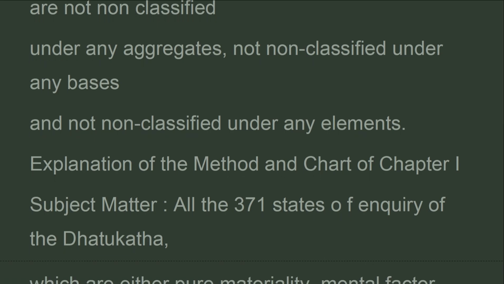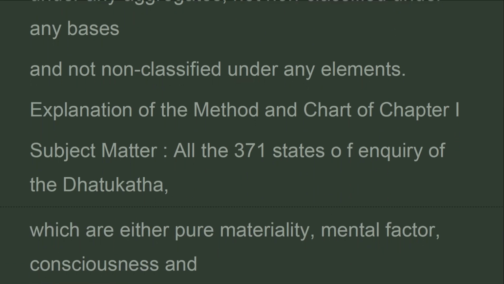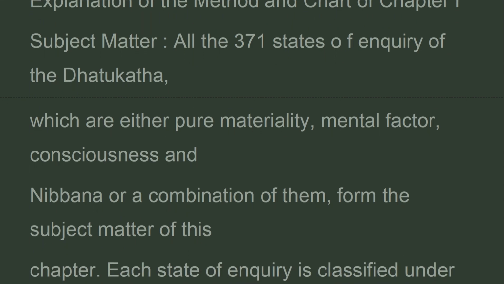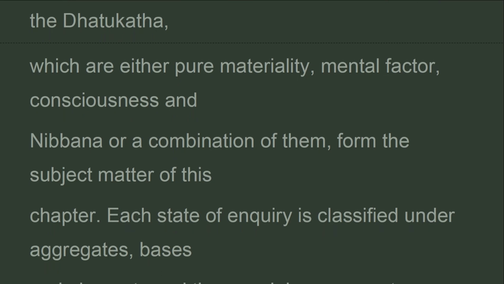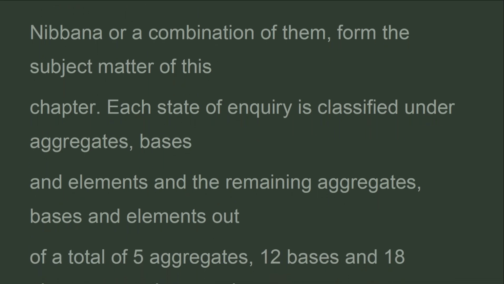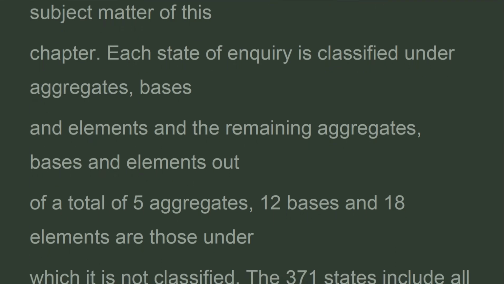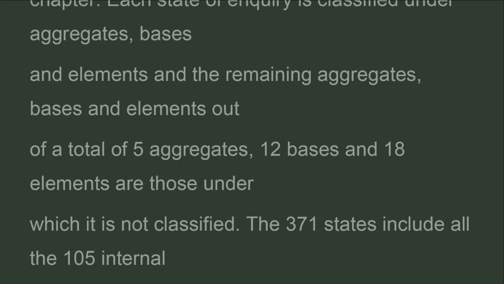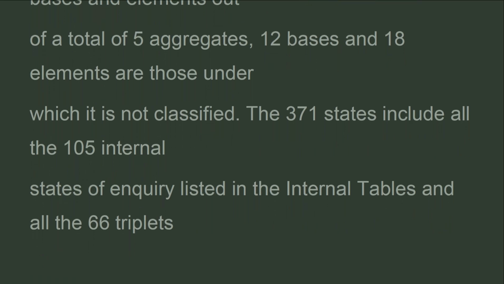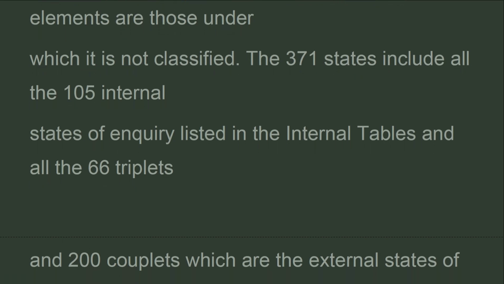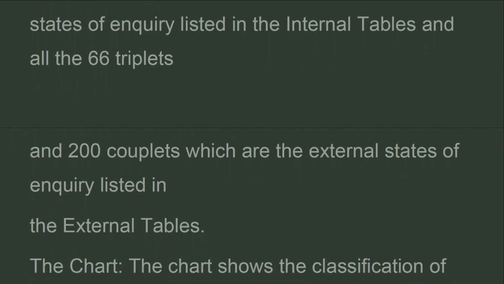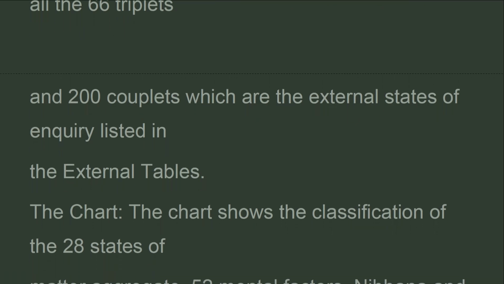Explanation of the method and chart of Chapter I. Subject matter. All the 371 states of enquiry of the Dhatukatha, which are either pure materiality, mental factor, consciousness and Nibbana or a combination of them, form the subject matter of this chapter. Each state of inquiry is classified under aggregates, bases, and elements, and the remaining aggregates, bases, and elements out of a total of 5 aggregates, 12 bases, and 18 elements are those under which it is not classified. The 371 states include all the 105 internal states of inquiry listed in the internal tables and all the 66 triplets and 200 couplets which are the external states of inquiry listed in the external tables.